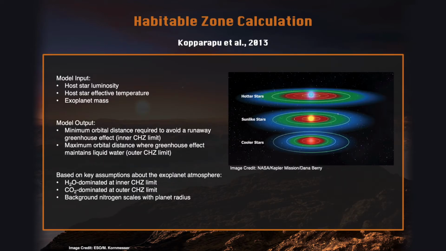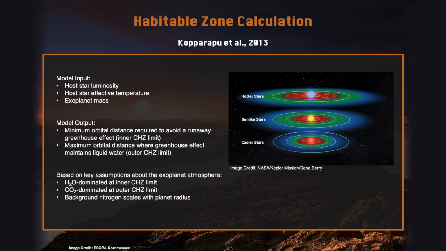To calculate the habitable zone limits themselves, I used a model published by Kopparapu, amongst others, in 2013. Their model, again assuming an Earth-like environment, takes in the host star's luminosity, effective temperature, and the mass of the exoplanet itself. With that information, it can calculate the distances at which it estimates that the runaway greenhouse effect would kick off or liquid water would freeze off. We use those as the inner and outer habitable zone limits, respectively.